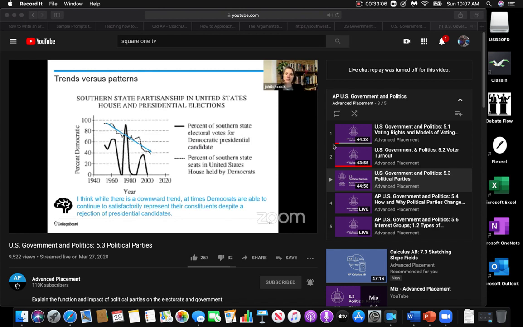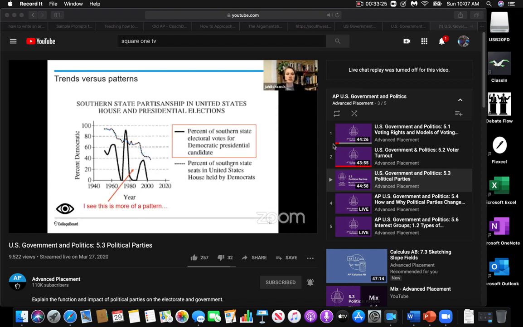At times, Democrats are able to continue satisfactorily representing their constituents despite a rejection of the presidential candidate. Because I see that there's something going on with that solid black line. So there's definitely a different environment happening between the two offices.